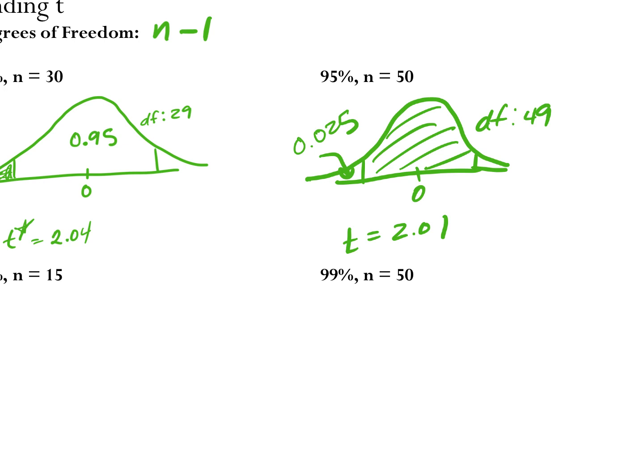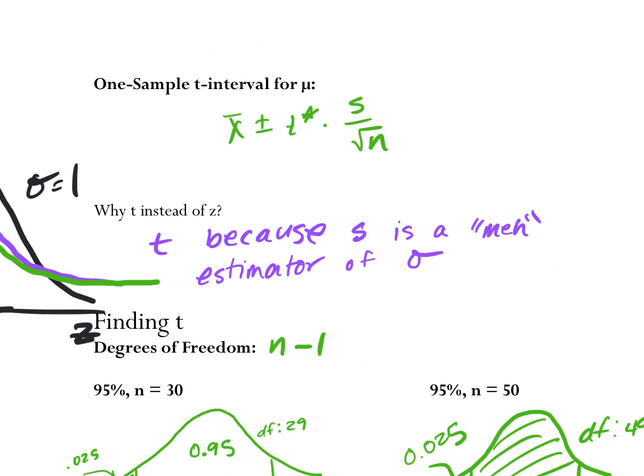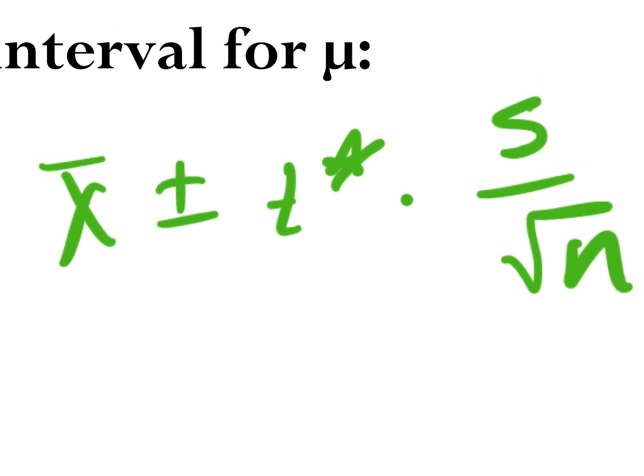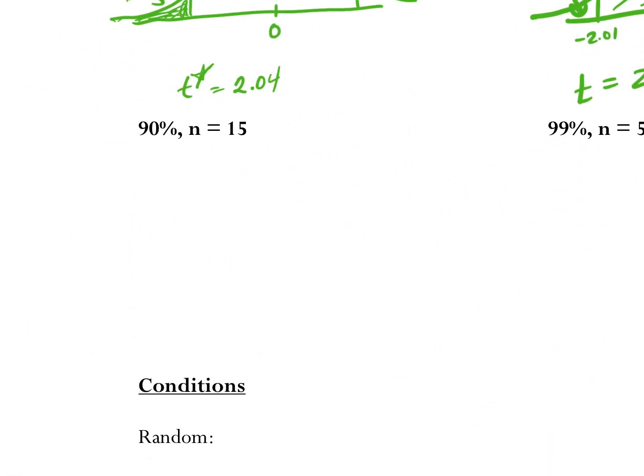You just always extend the T star as positive. Well, in reality, this is negative 2.01. This is positive 2.01. In reality, T star is both of them. It's plus or minus. When you think about how we use that T star, it follows a plus or minus. The plus or minus of T star is the plus or minus in the margin of error. Okay, why don't you guys find these last two?